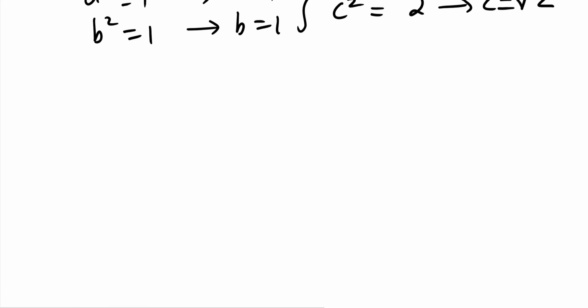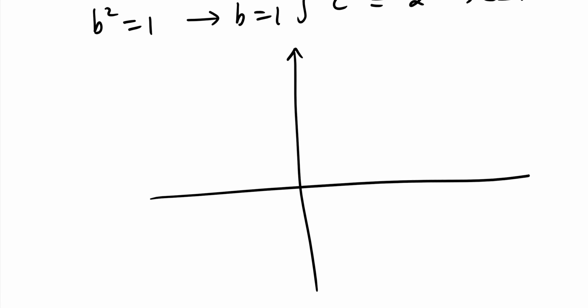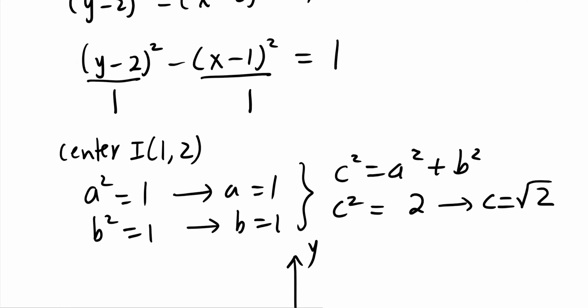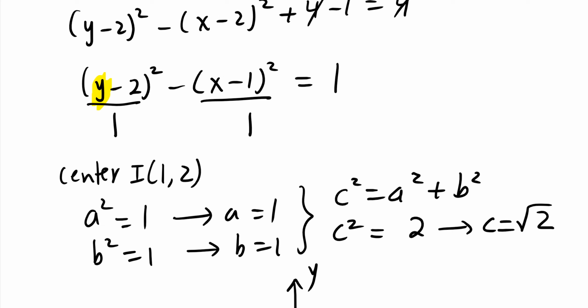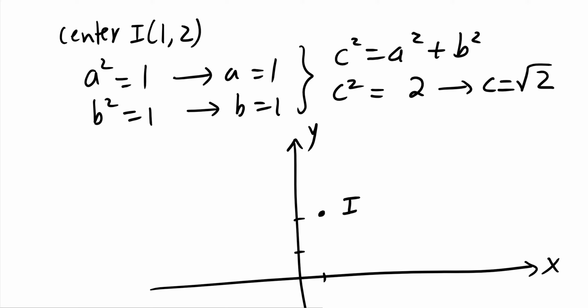So I'm going to plot the given. 1, 2 is the center. It starts with y, so it's going to either open up or down. Let's see. We have to go up a distance of 1. That's the vertex. Down 1.